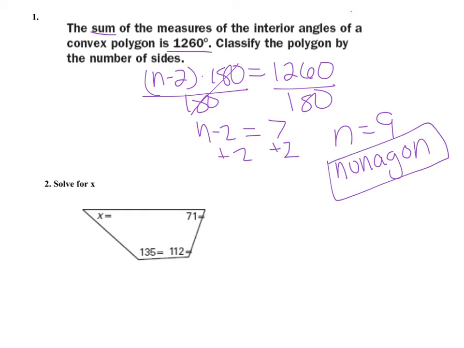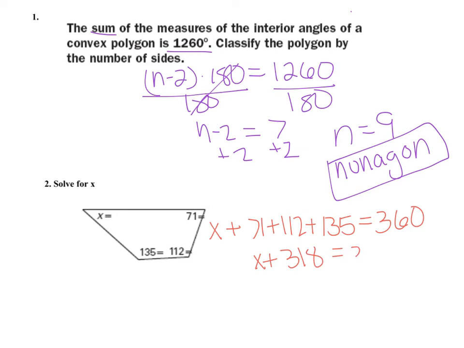Then it says solve for x on the bottom part of that page. And they gave us a quadrilateral. You should already have memorized that a quadrilateral will always add to 360. So I'm not going to do the sum formula because I already know that the sum is 360. So in this picture, x plus 71 plus 112 plus 135 will total 360. So x plus 318, if I combine, is 360. And when I subtract 318, I'll find that x is 42.